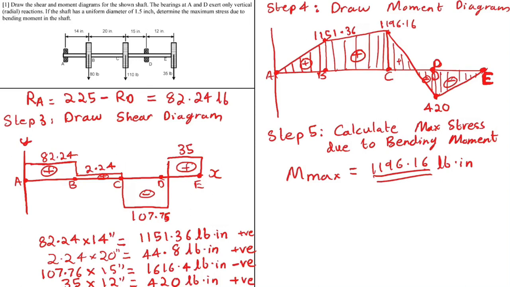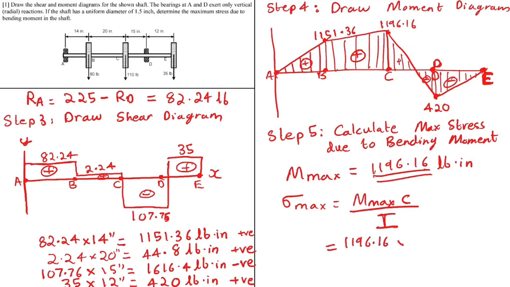So now, how do we calculate the maximum stress? The maximum stress is equal to M max, which is the bending moment max, times C over I. So this is how we find the stress with respect to the bending moment.